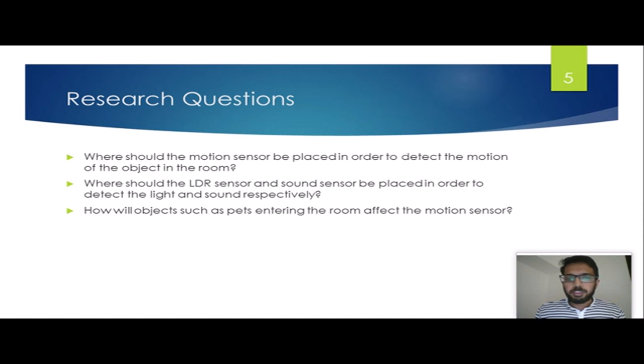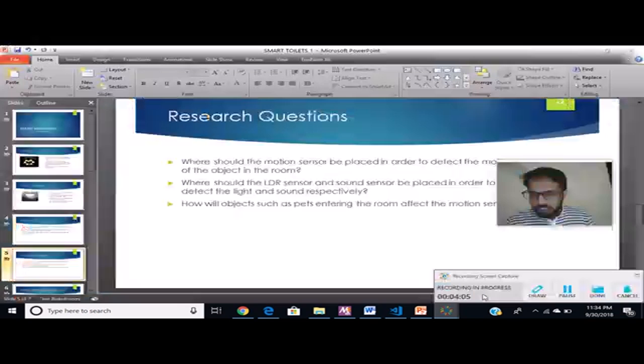The LDR sensor will be placed in a position where it can detect the presence of natural light in the room, so it can be anywhere you feel is feasible. The next one is the sound sensor. The sound sensor should be placed near the flush so that it only detects the sound of the flush and doesn't detect surrounding noise. After it detects the flush noise, it activates the air freshener to drive away the smell.